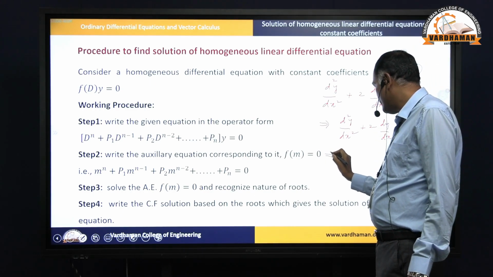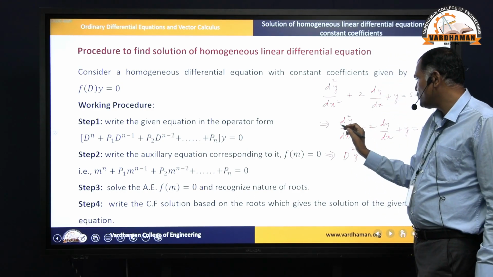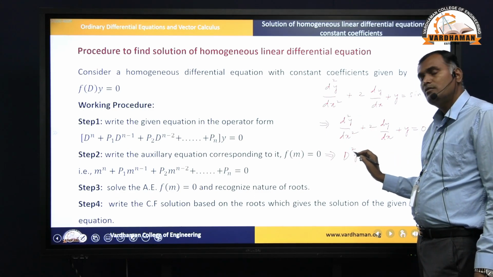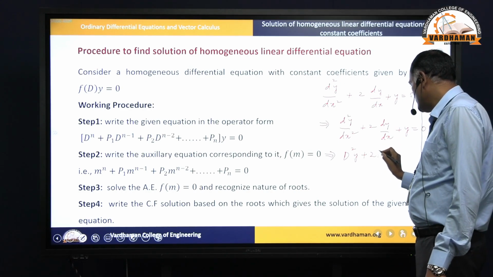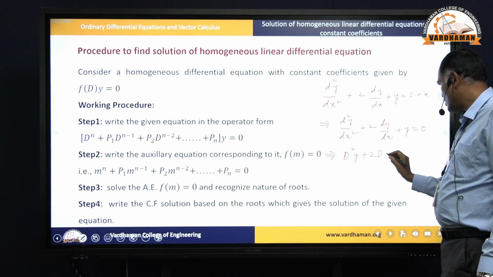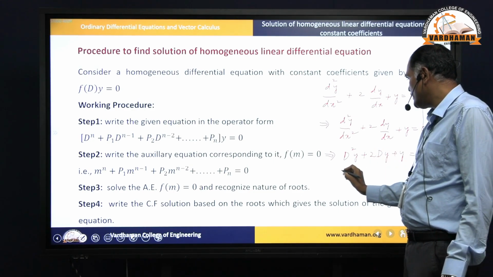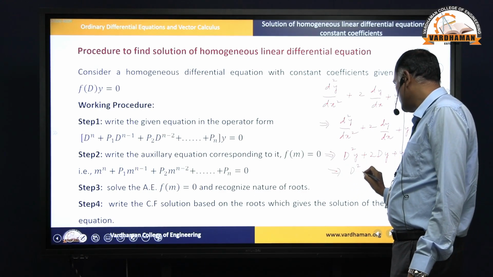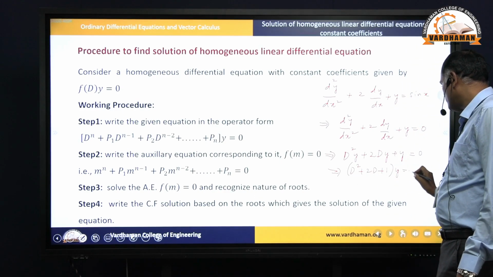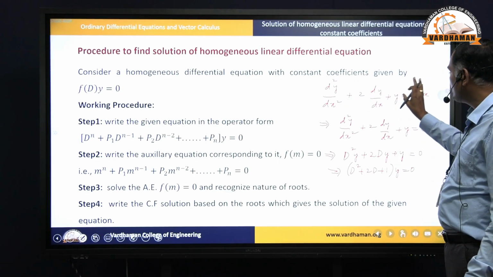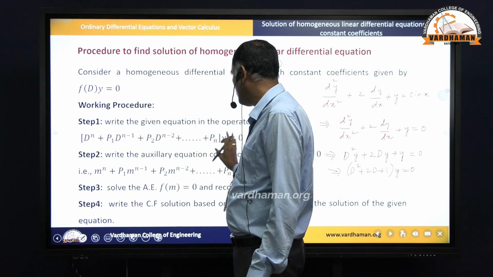Now write down this differential equation in operator form. In place of d square by dx square we write D square, and in place of d by dx we write D. We are writing in differential operator form. Now this can be rewritten as D square plus 2D plus 1 into y equals 0. First step is to write the given differential equation in operator form like this.